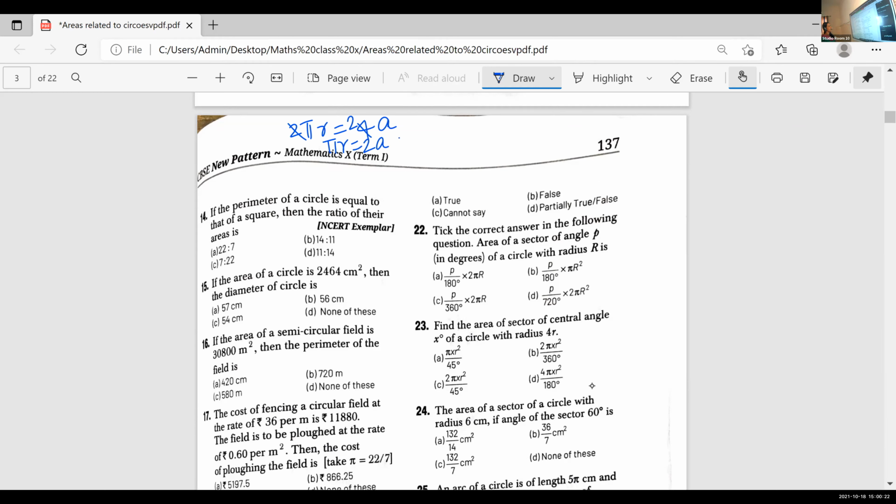What is the ratio of their area? I am taking the area of the circle by area of the square. What is the formula for area of a circle? Pi r square by area of the square, which is a square, isn't it? Now relate it and find out the ratio. From here you can write a is equal to pi r by 2. Substitute the pi value, simplify. What is the ratio?